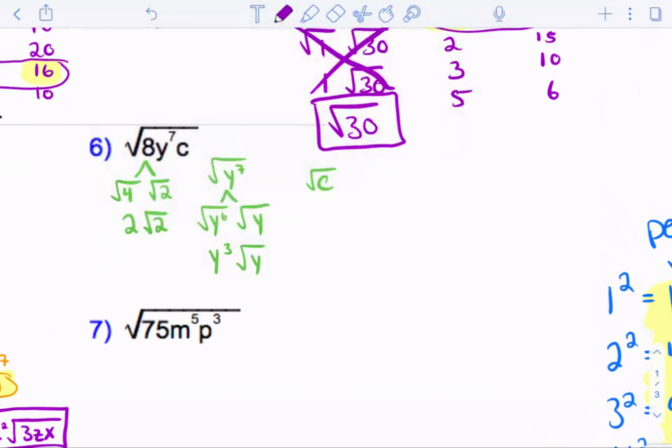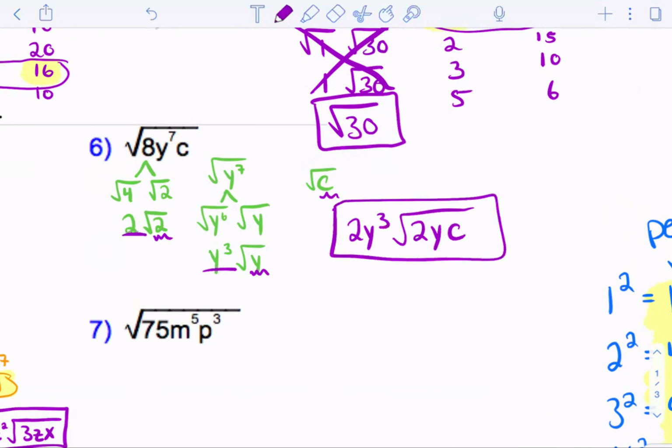So my final answer, take all the outside ones. So this is an outside one, this is outside. And then take all the inside ones, inside the radical. So there it is simplified.